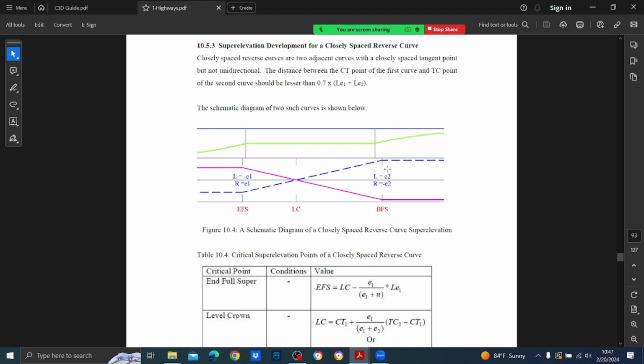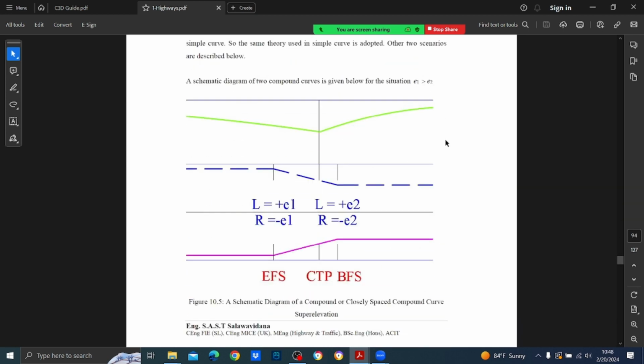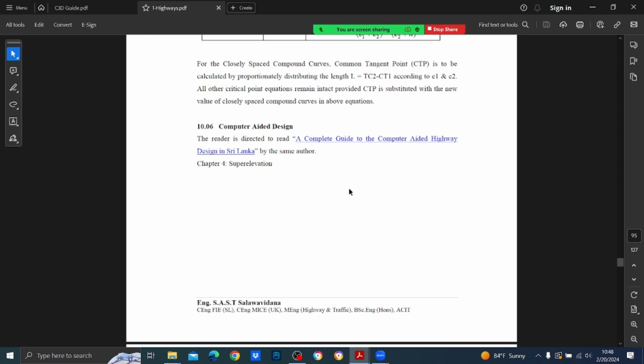Now the super elevation development, however, this point, that is the level point, is coming proportionately between these two curves, and in closed space compound curves, depending on your curve radius, the super elevation changes. Anyway, you need not worry about super elevation or super elevation development, because I am going to give you a macro enabled Excel sheet to calculate super elevation.